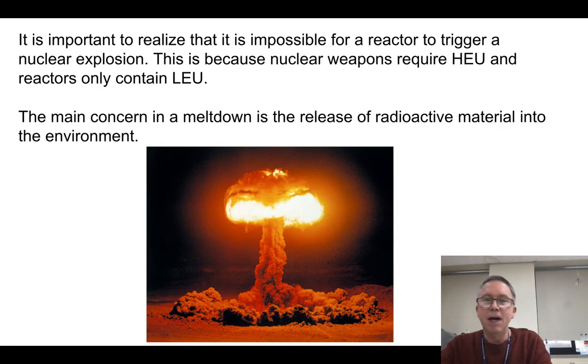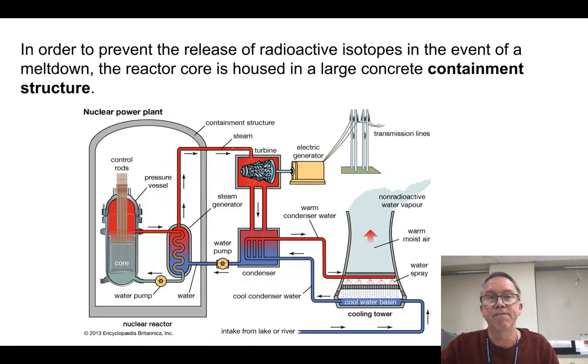But again, one more time, you cannot have a nuclear explosion from a nuclear power plant, because what it takes to make that happen is so highly orchestrated. And let's just start with the fact that we have the wrong kind of nuclear fuel. It is impossible for it to undergo a nuclear explosion. But it can melt down, and that's why it's really important to have this containment structure.